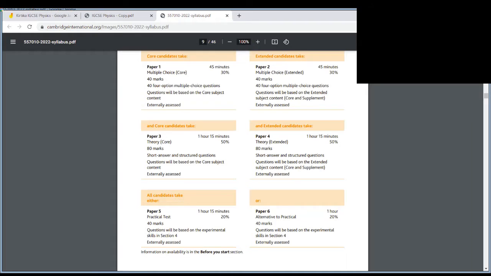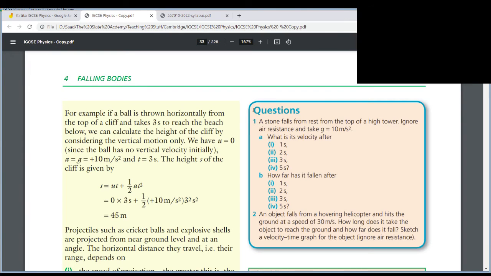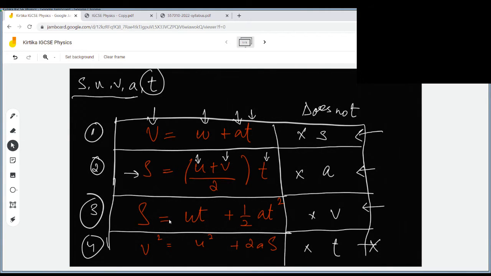Here, since we are just told that the body is dropping, we have got just U. We have got U, we have got T, and the value of A is the same as the value of G. So this is the most suitable equation to use. The other two equations could be used if I had the value of V. But it's just asking for distance, so you can't really use the others.